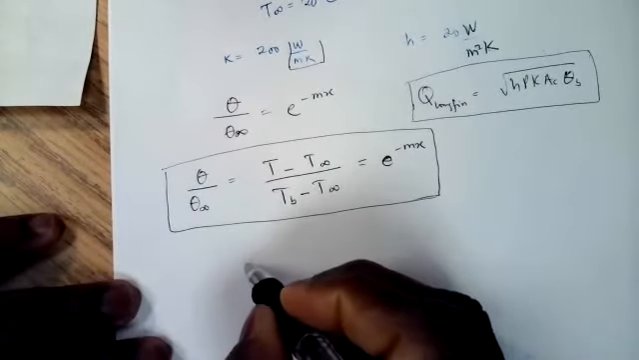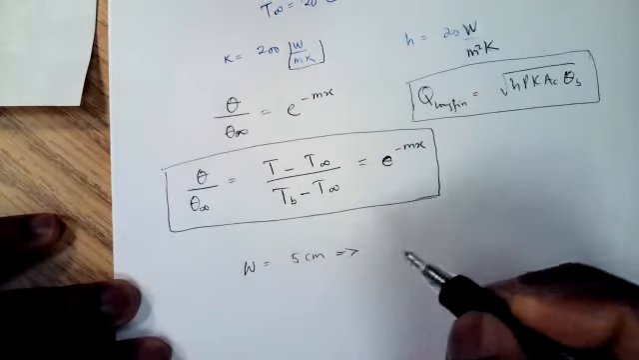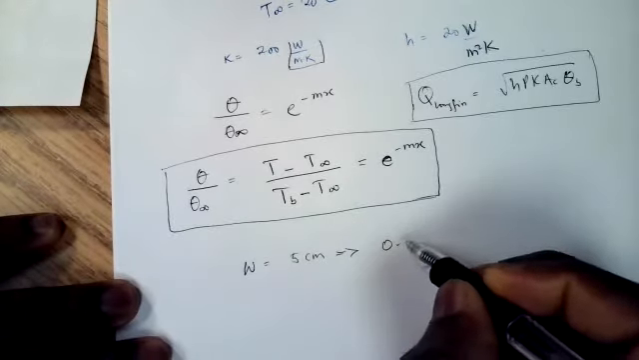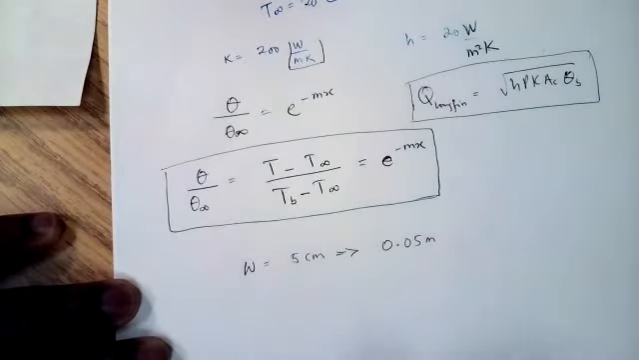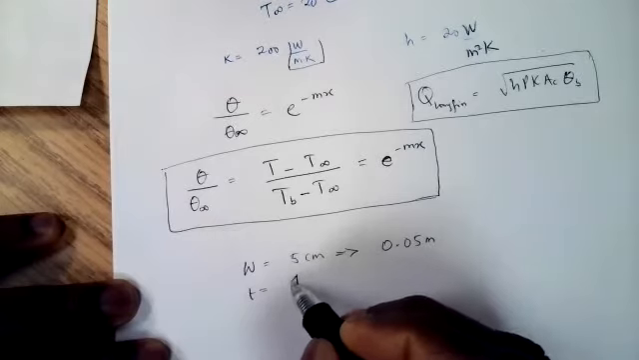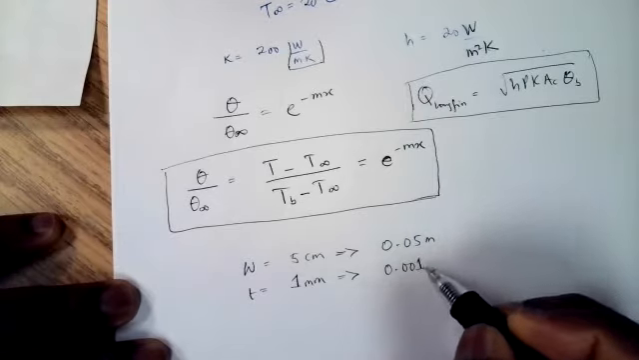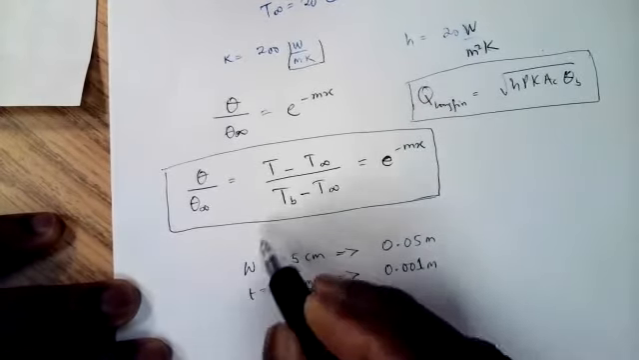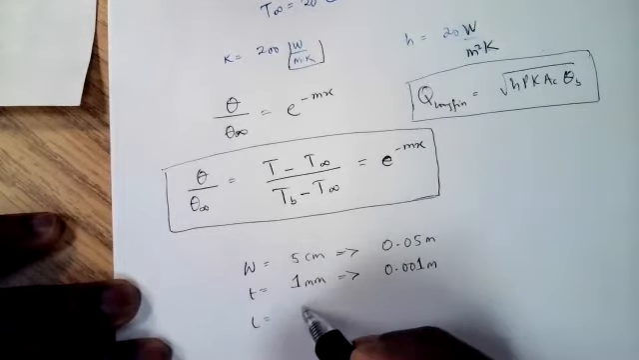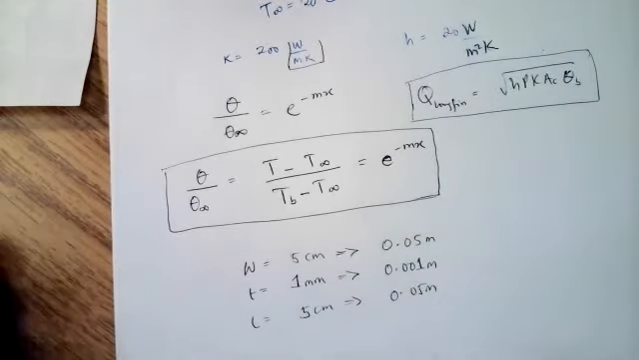So our width is equal to 5 cm. If you convert this to standard units, just divide this by 100. You get 0.05 meters. And then the thickness, which is 1 millimeter, divide this by 1,000. You get 0.001 meters. And our point of interest, I'll call that L, is also 5 cm. And we also get that to 0.05 meters.